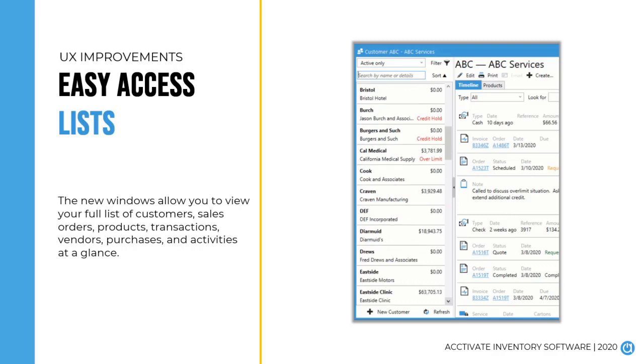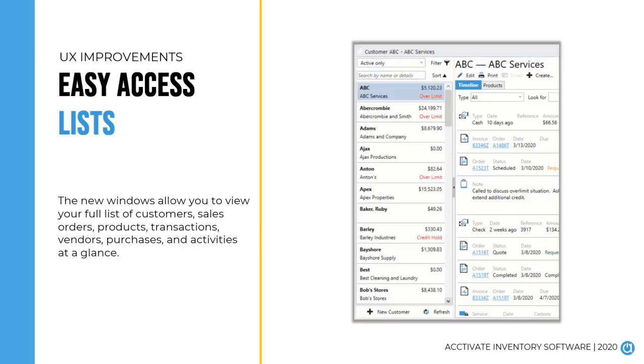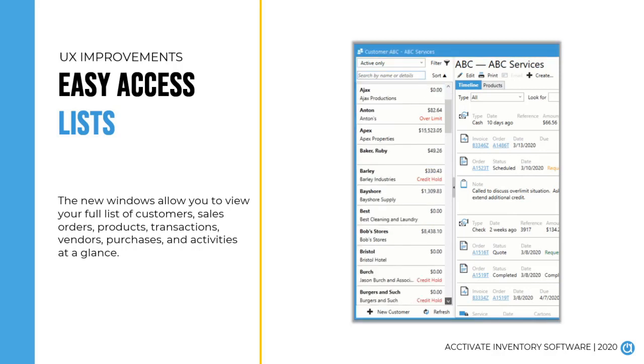The old windows for these records are now being referred to as the edit windows. So, if you were to select edit here on the customer list, the old customer window would open up in edit mode so you can make changes to the data such as changing an address or adding a new contact.